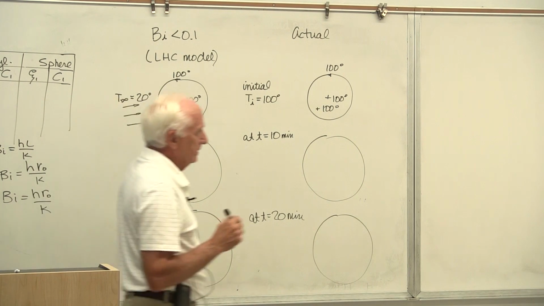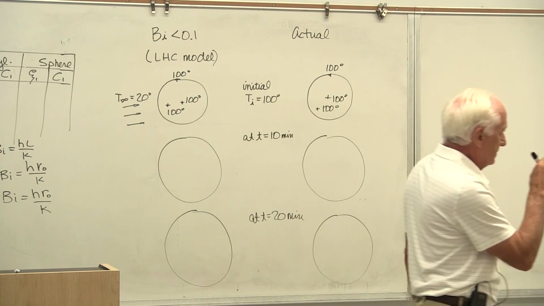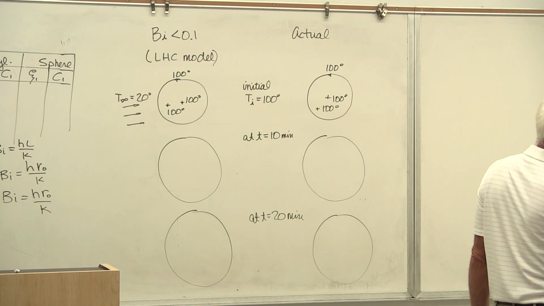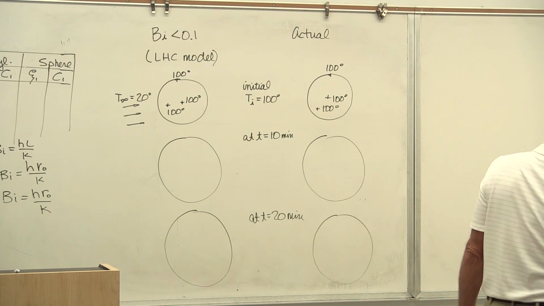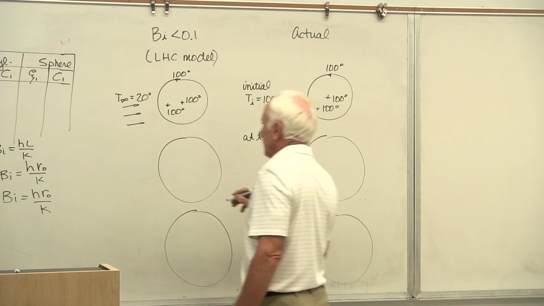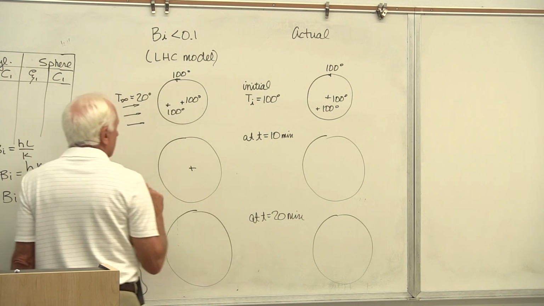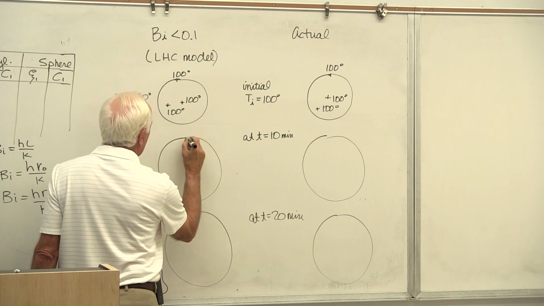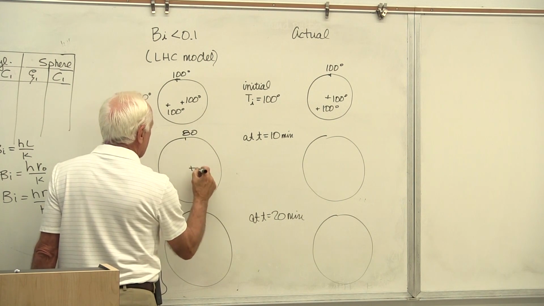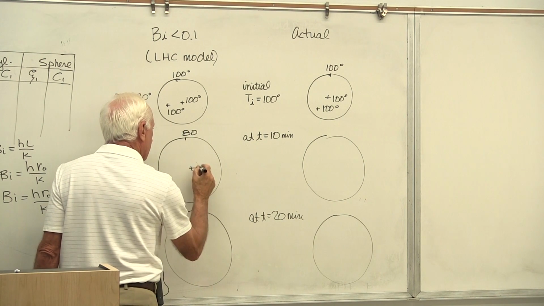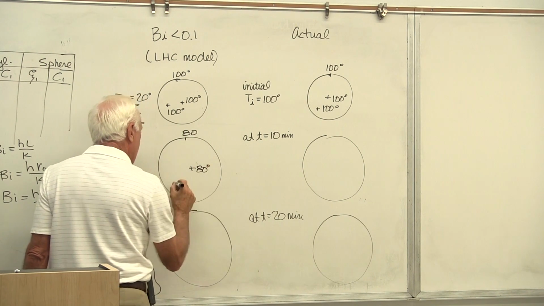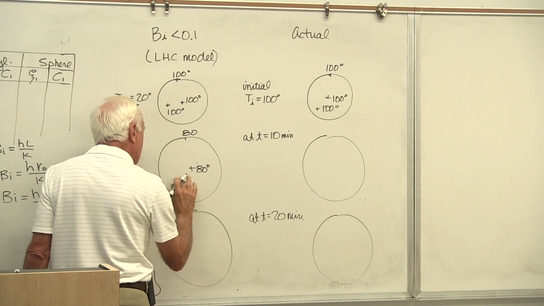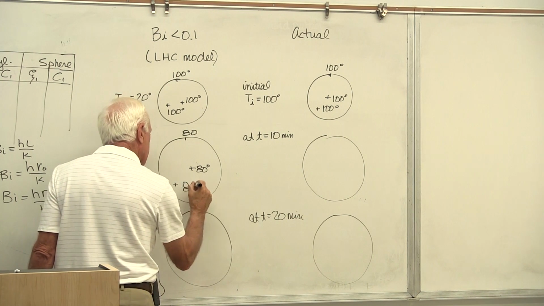Lump heat capacity: temperature is not a function of x or radius. It's only a function of time. Far right-hand equation, it's not a function of that. The sphere starts to cool down. The outside surface now is 80 degrees. The middle of the sphere is also at 80 degrees. Anywhere inside the sphere at any radius is 80 degrees.